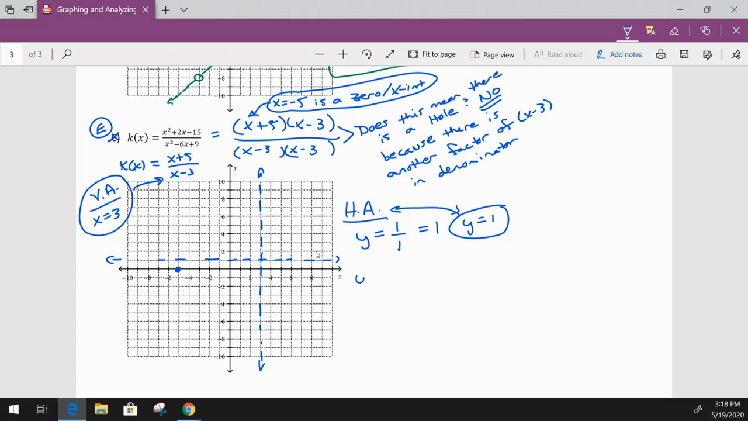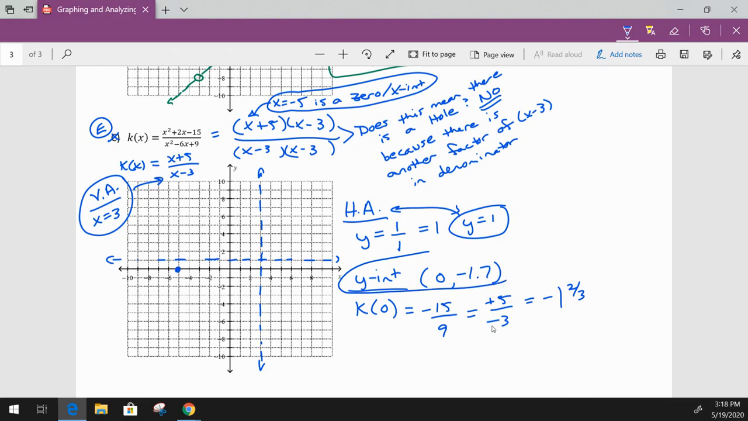If we have to find our y-intercept, we would substitute 0 into our function, which basically would boil down to just our constants, negative 15 over 9. Or if you looked at your new reduced function, it would be positive 5 over negative 3, which, again, would equal the same thing. It would be negative 1 2/3, or negative 1.7 approximately.